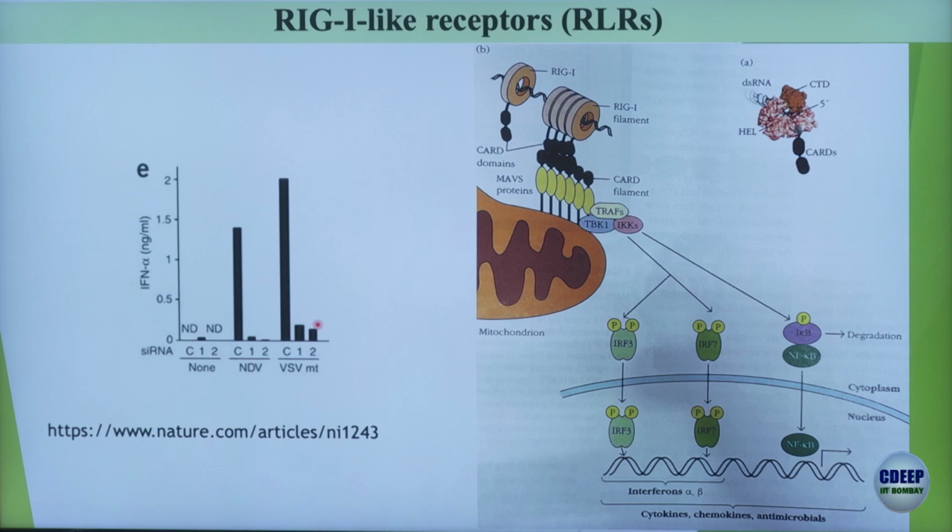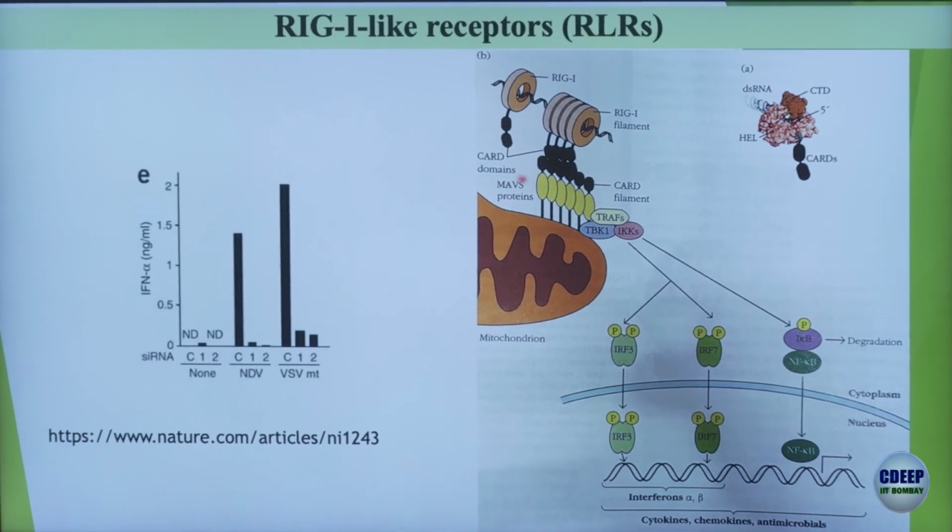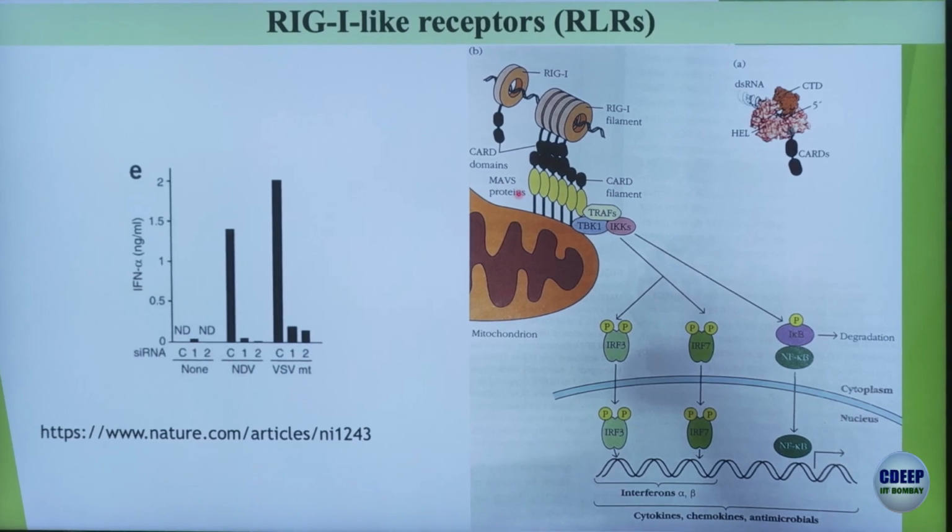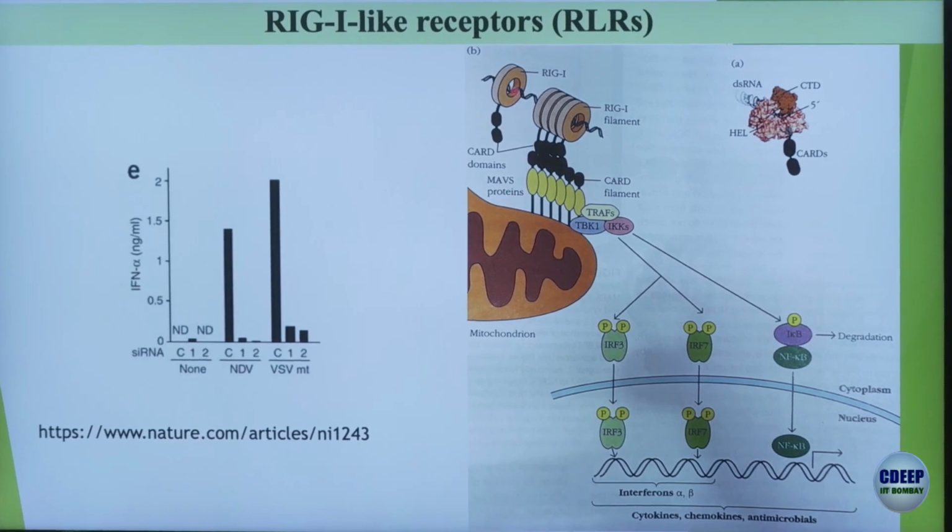Yeah, siRNA is against this mouse protein, MAVS. So what happens is that from upstream, the receptor is able to bind to the viral RNA, but ultimately the signaling is hampered here. So this was super interesting.